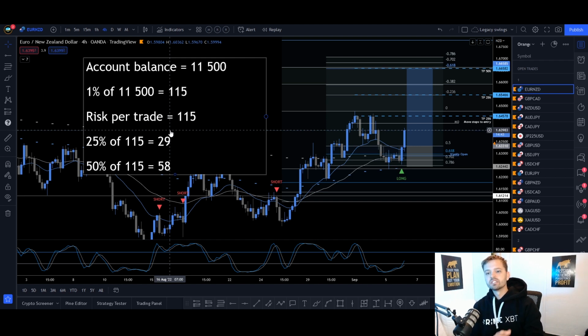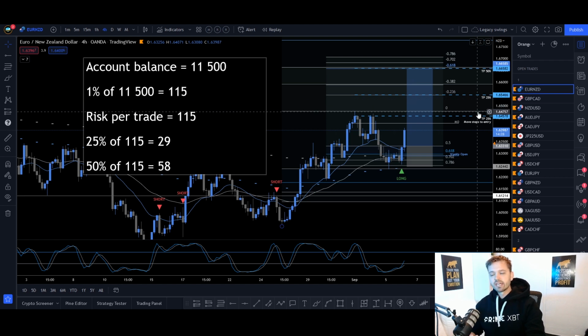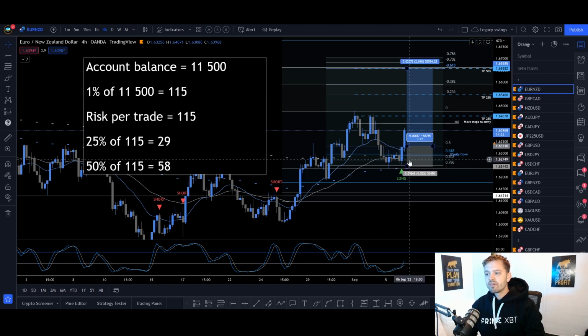So the risk on this trade right here is going to be 115 USD. Now we see right here that TP1 is going to be 25% TP. I'm going to be exiting 25% of the position at TP1, which is the first one right here. And at TP2, I'm going to be exiting another 25%. And at that TP3, I'm going to be exiting 50%.